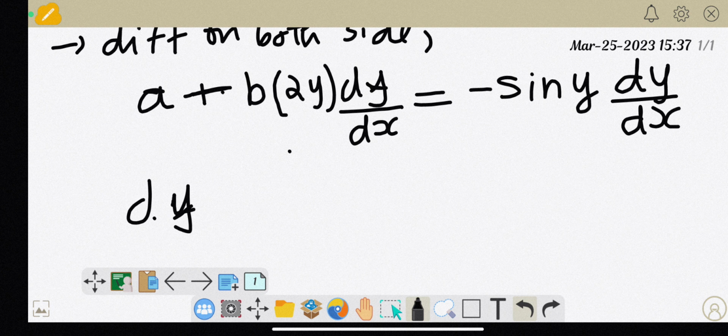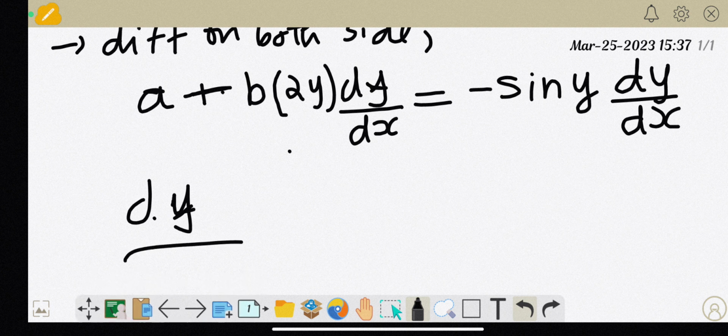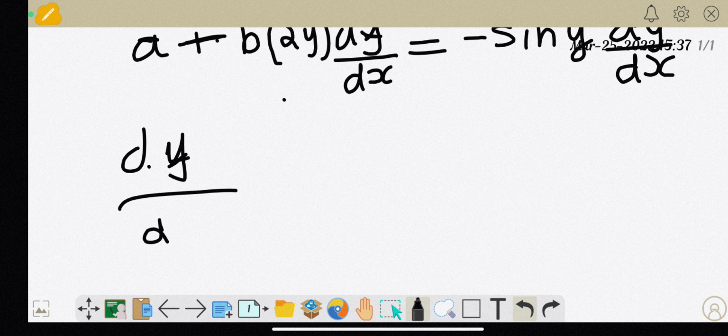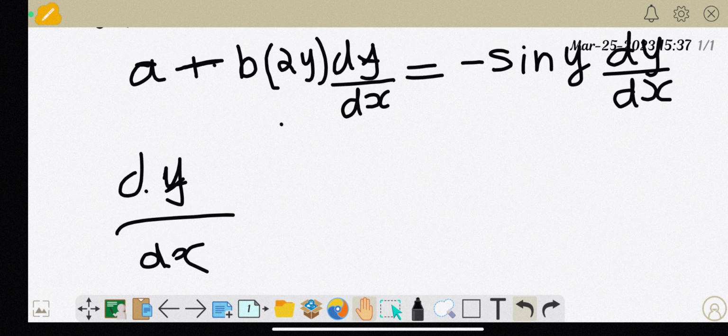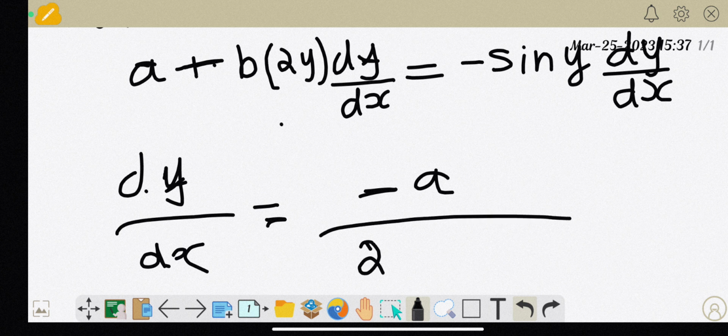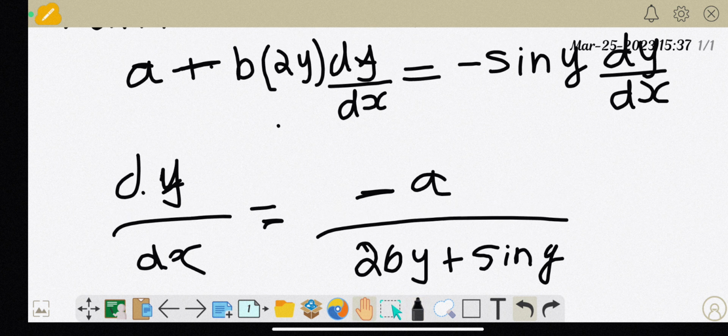So dy by dx is equal to minus a divided by 2by plus sin y. Correct. This answer is correct, right? I'll just check in the textbook. Yes, it's correct.